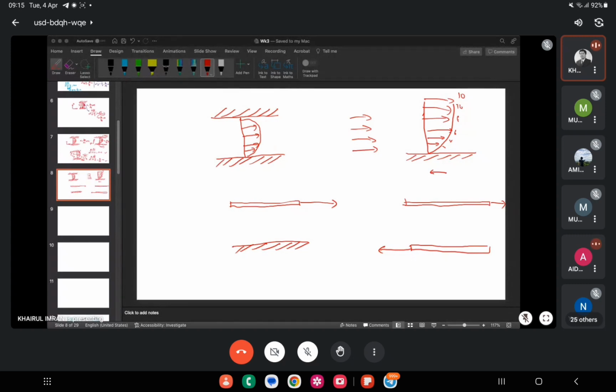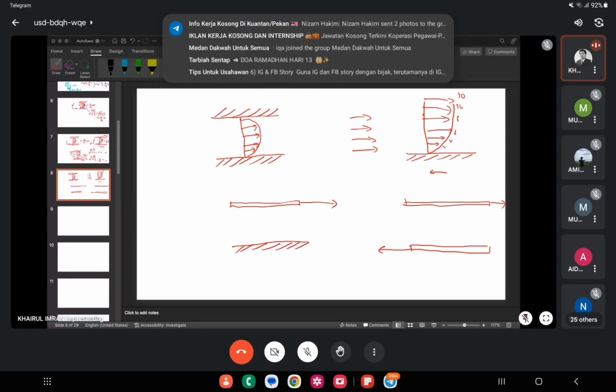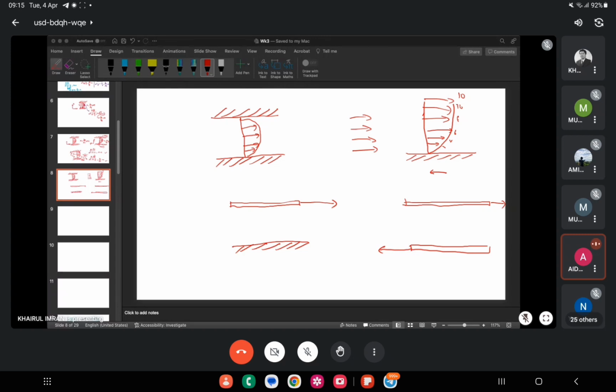Sir, ya, saya. Saya nak tanya, fluid flow ni ke arah kanan, yang atas dia bergerak kan? Ya, ke arah kanan. Bolehkah saya assume yang moving plate tu punya velocity sama dengan fluid flow? Ya, betul. Yang atas tu sebenarnya akan jadi maximum velocity. Yes sir, thank you.